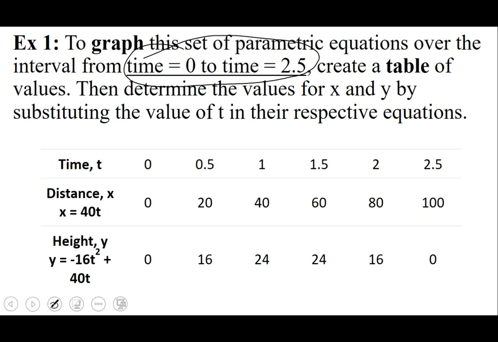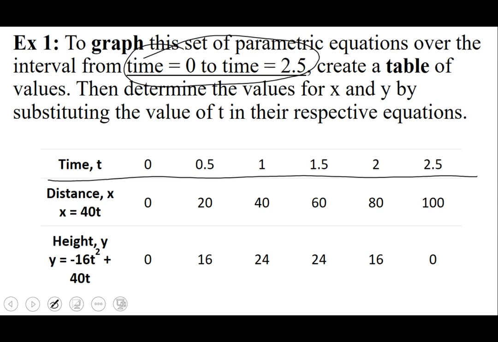If you want to graph a set of parametric equations, you're going to start by making a table of values. Your first either row or column, whichever way you want to do it, should always be your time values. Again, notice I am telling you to go from 0 to 2.5, and I have decided to use half seconds as my interval. If you used a half second versus a quarter second versus 1 second, the smaller your interval, the more points you have, which maybe makes it easier to graph.